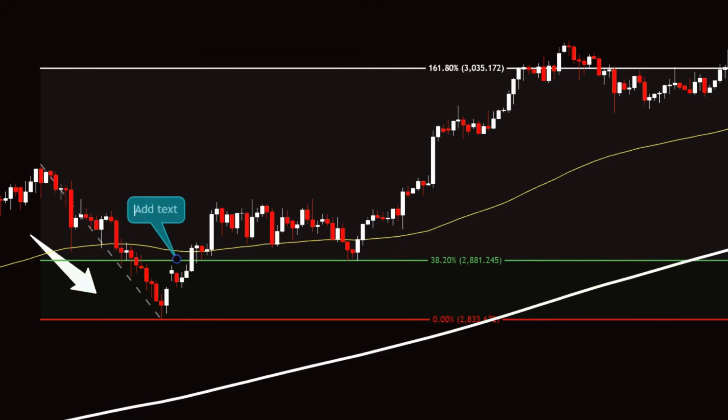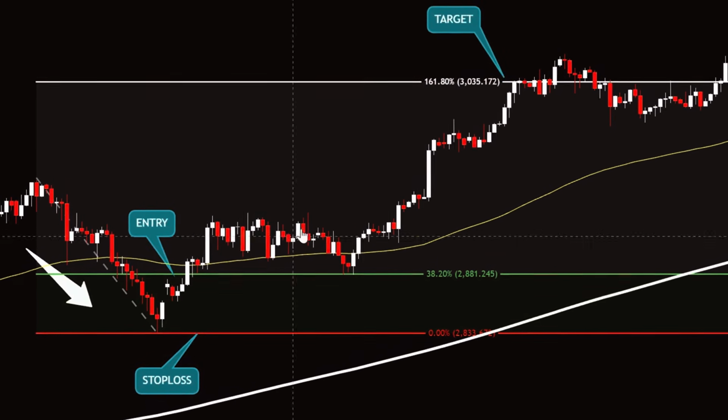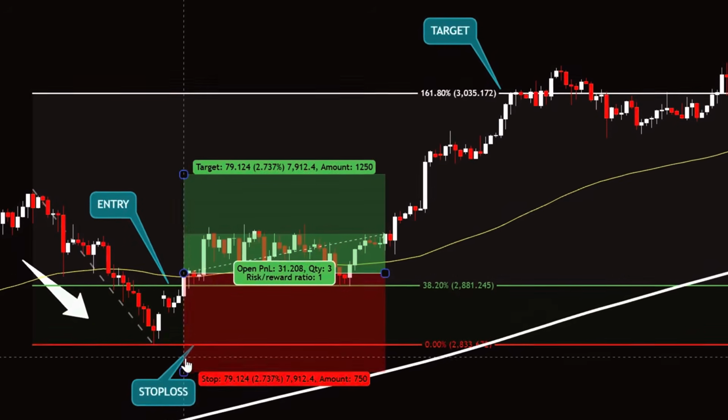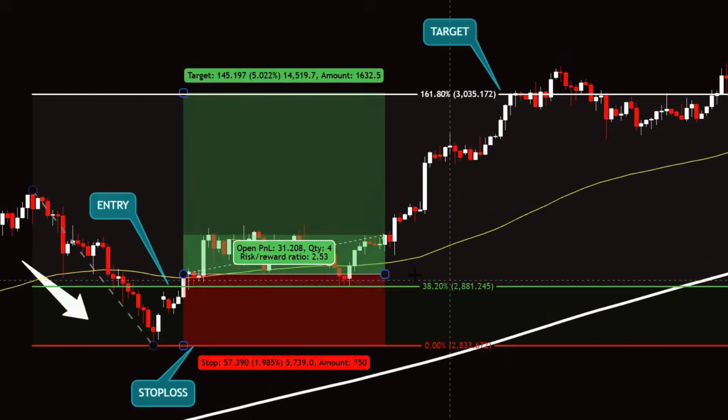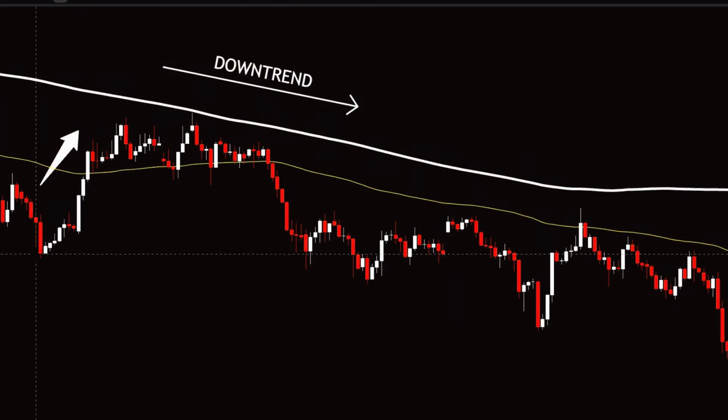If price pushes back above that 38.2% level, that's telling you the trend wants to continue, and you've got a solid long entry. Stop loss sits at the 0% level, and the target is the 161.8% level. Reverse everything for a sell during a downtrend pullback.